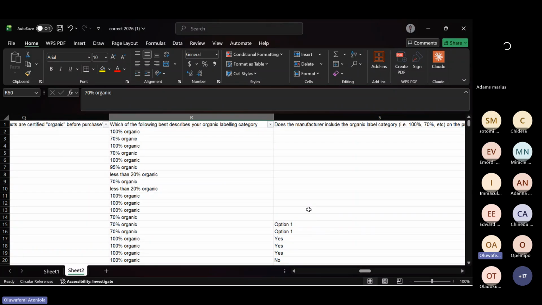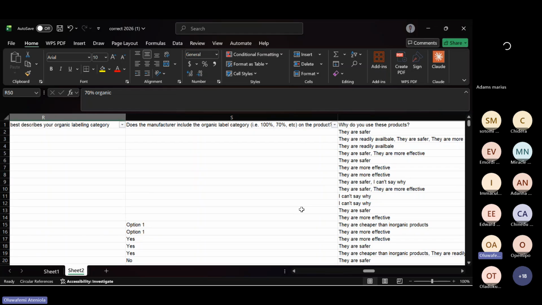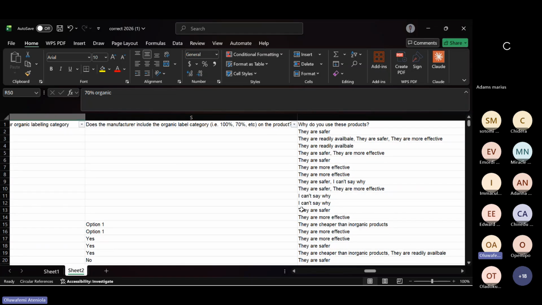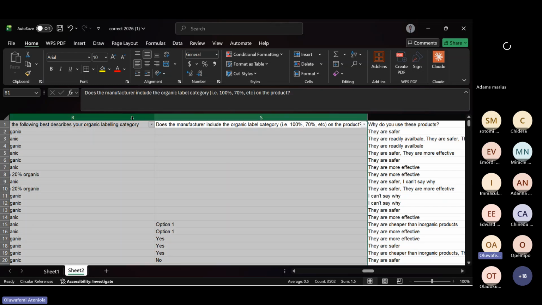So while creating this question, when you say 100% organic, 70% organic, you should have domain knowledge on saying, okay, when you say something is 70% organic, what does it mean? Is it that a particular chemical is being added to it? Depending on how well you want to go with the storytelling part of this project. So does the manufacturer include the label? Okay, 70%.